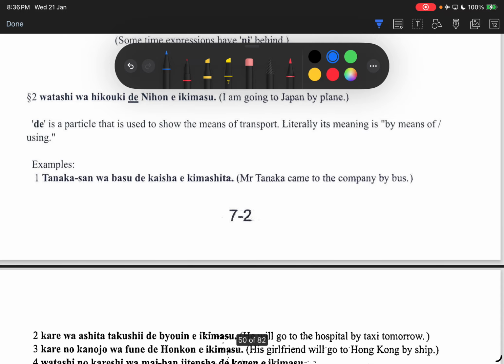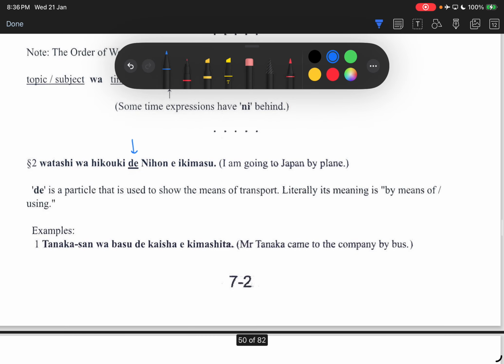私は飛行機で日本へ行きます。We already learned 日本へ行きます, I go to Japan. So now 飛行機で. This で particle is something new. It basically means a means of doing something. In English we say by. I go to Japan by plane. I go to Japan by ferry. I go to Japan by ship. So this で can mean mode of transport. It can mean method of doing something. So it's not just limited to mode of transport.